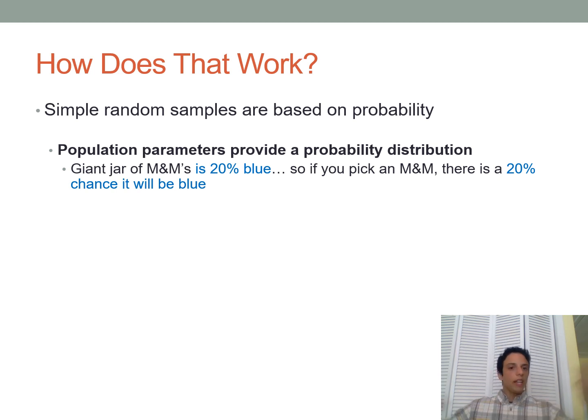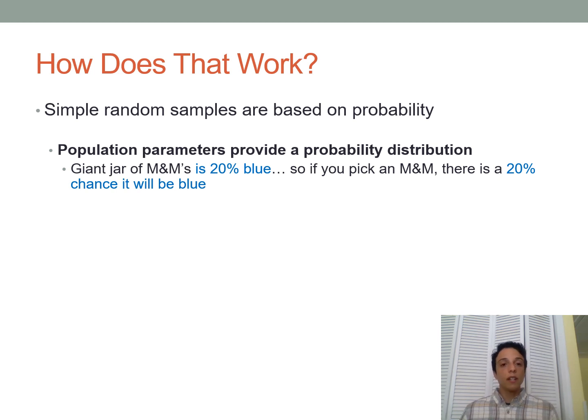So again, if you have a giant jar of M&Ms, and here let's imagine a really, really giant jar of M&Ms where 20% of those M&Ms are blue, you're going to have a 20% chance of picking a blue M&M. 60% of the people in the United States support the death penalty. You're going to have a 60% chance of picking a single person who supports the death penalty. So whatever your population looks like can also be treated as a probability distribution.